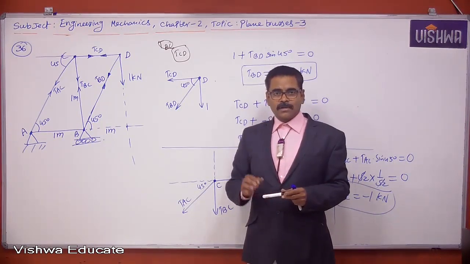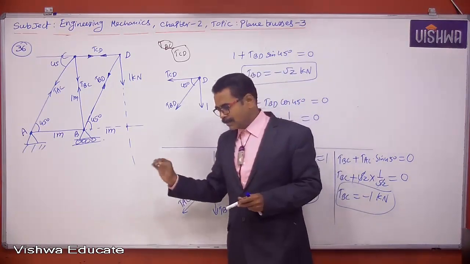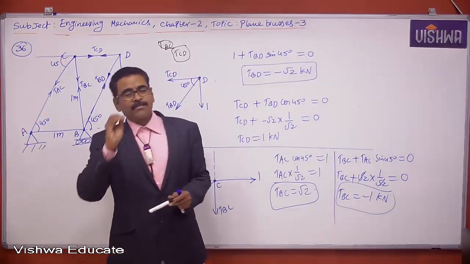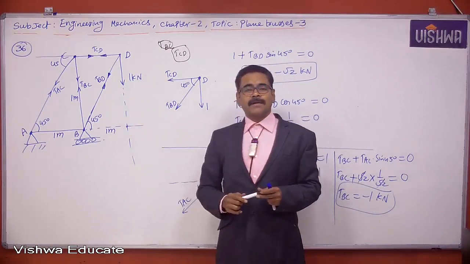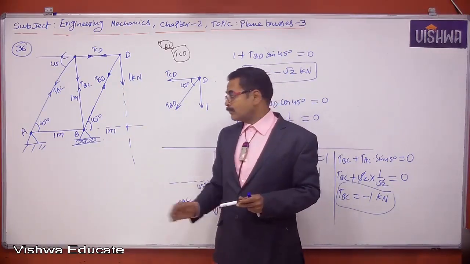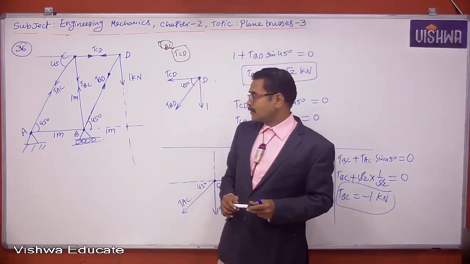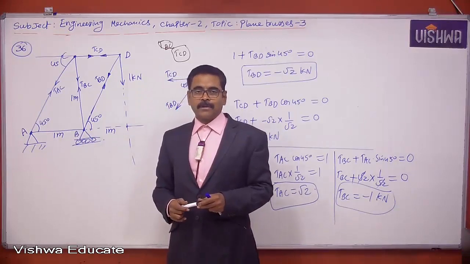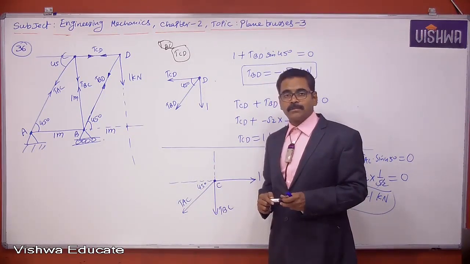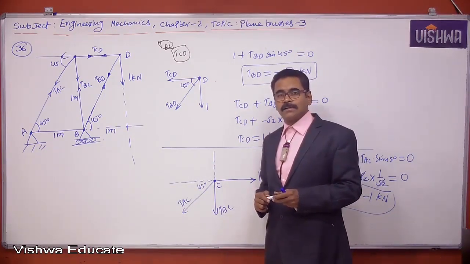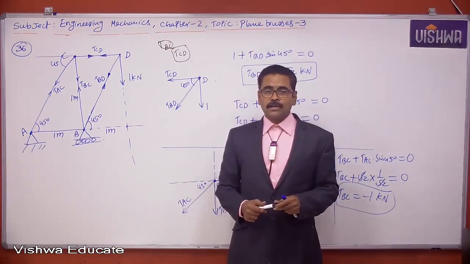Okay? So, if a problem is given, first look at shortcuts. Can you apply any shortcut? If you are unable to apply any shortcut, then look at the problem again. Sometimes without finding support reactions, you can find the unknown force. Sometimes you have to find support reactions. But always, if they ask you what is TCD, think about C and D. Try to take joint C or joint D. If it is not possible, go for neighboring joints of C and D.